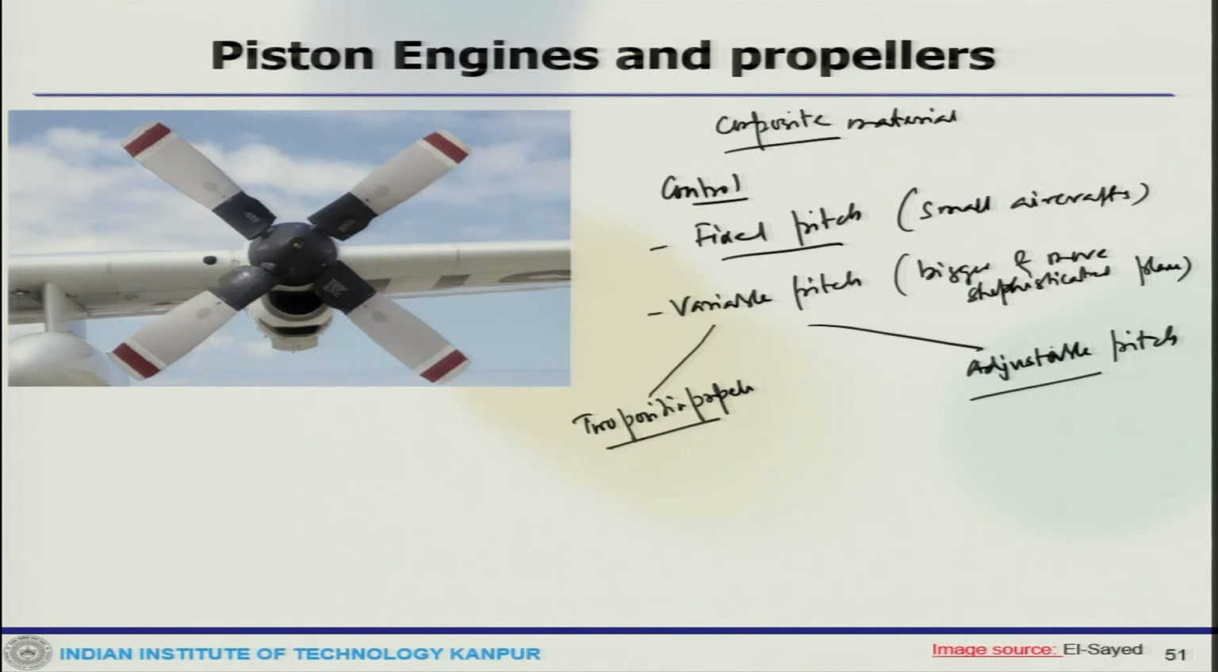Then we can have the constant speed type propeller. So, this is fixed pitch, variable pitch, then constant speed type propeller. These are designed to change the pitch automatically, allowing the engine to always turn over at the same constant speed. So, this is another one.